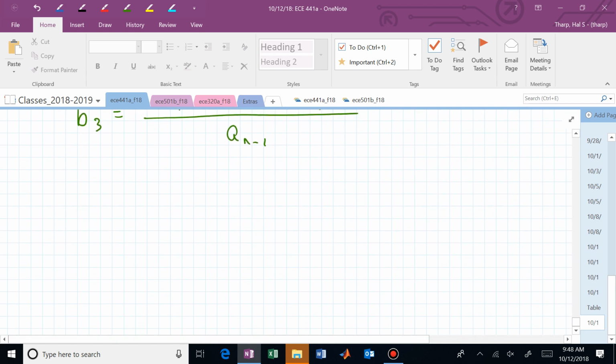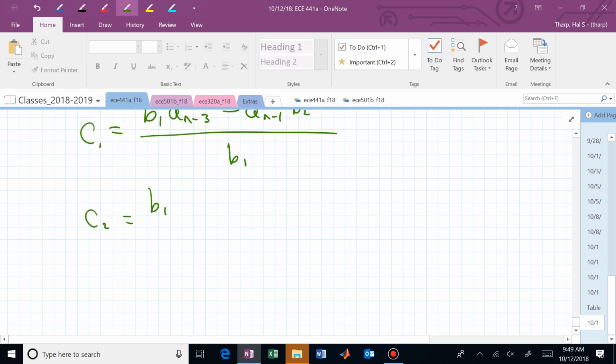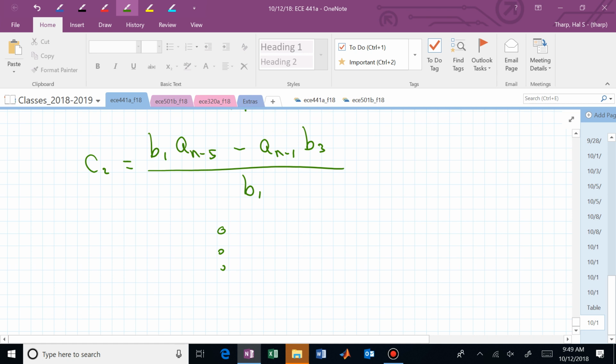Let me write that down. And you can verify this or check this at home. C sub 1 is B sub 1, a sub n minus 3 minus a sub n minus 1, B sub 2 over B sub 1. And C sub 2, again I'm working with the leftmost column, that's B1, but 1 column to the right, so that's now a sub n minus 5 minus a sub n minus 1, B sub 3 over B sub 1. And I just keep building up entries in my Routh array until I run out of coefficients.